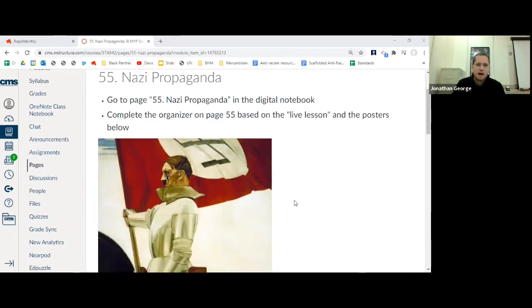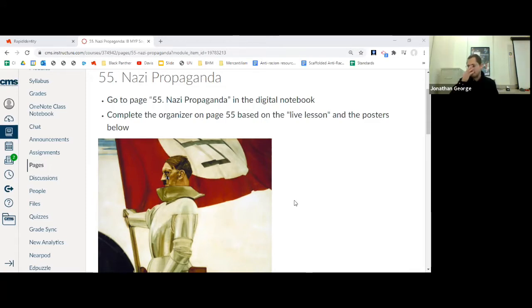So anybody know what propaganda is? Go ahead and type it in the chat. Anybody want to look it up too? Put it in the chat. What is propaganda? Because not all propaganda is Nazi propaganda. They were masters of it, that's for sure. Anybody? You want to type the definition in the chat?